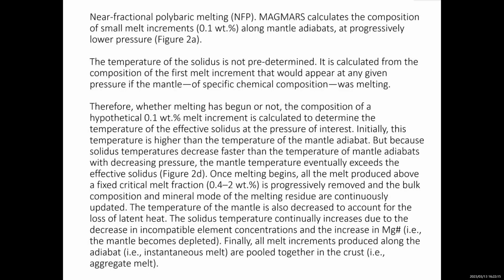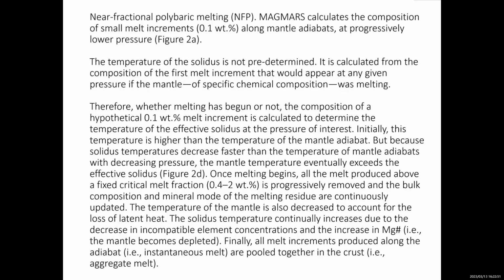And initially, this temperature is higher than the temperature of the mantle adiabat. So they assume a high temperature, but because solidus temperature decreases faster than the temperature of the mantle adiabat with decreasing pressure. So the mantle adiabat doesn't decrease too much. For example, at 3 GPa, if we assume it's 1500 degrees C, then at 1 GPa it's probably like 1470 or something like that. So the slope is not too steep.